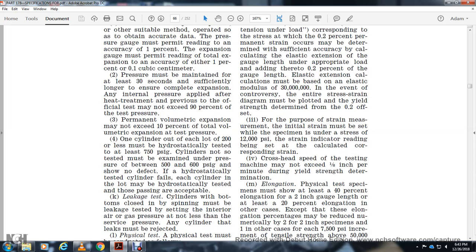For the leakage test of the cylinder, the bottom pillow for the spring must be removed. The leakage test is conducted with the interior of the cylinder under air or gas pressure not less than the service pressure. Any cylinder that leaks must be rejected.